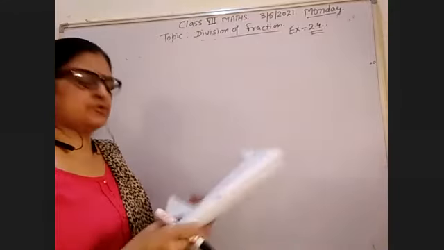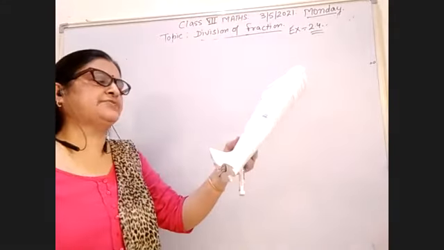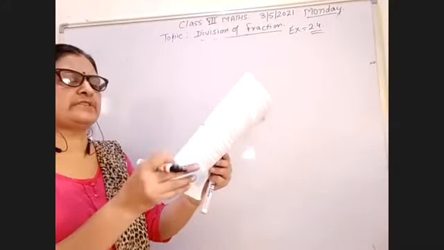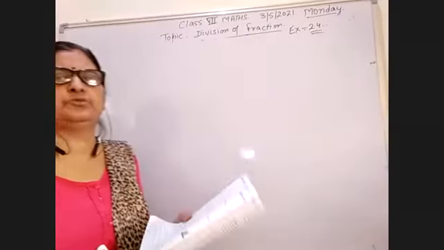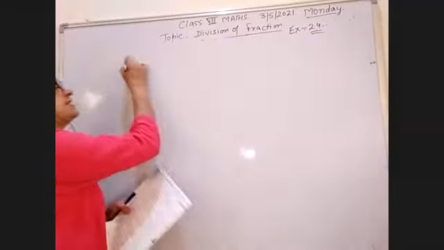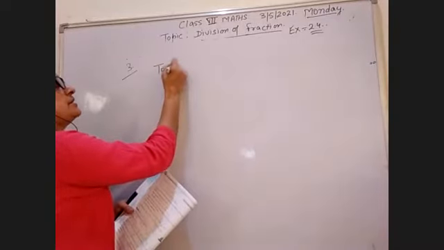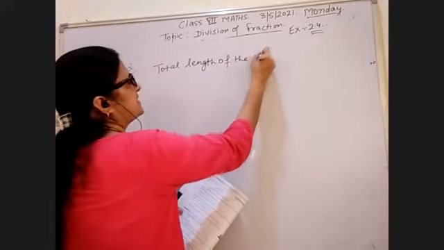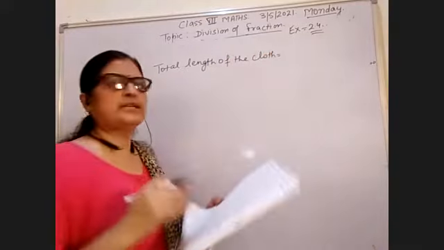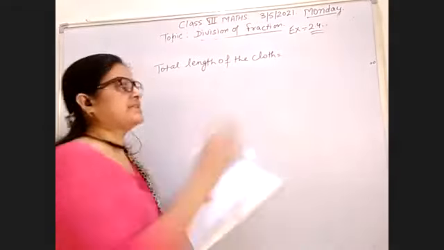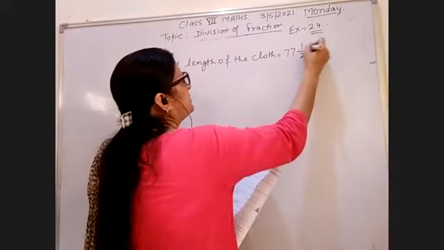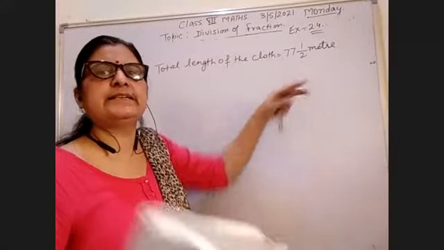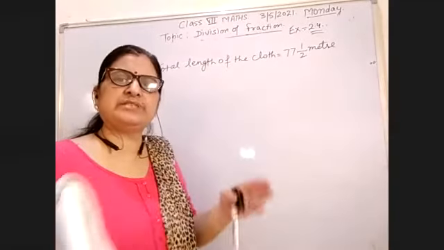Next question, your third question is: how many pieces, each 5 1/6 meter long, can be cut from a cloth of 77 1/2 meter long? The total length of the cloth is given in this question. The total length of the cloth is 77 1/2 meter, and you have to cut small pieces from this total length.